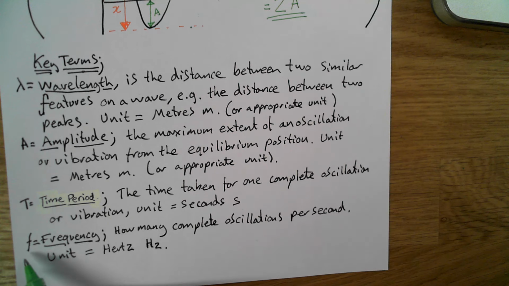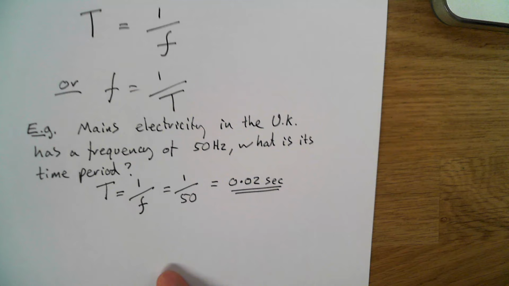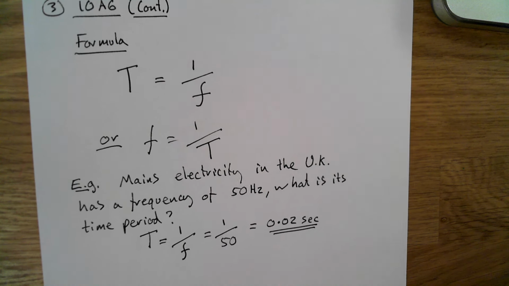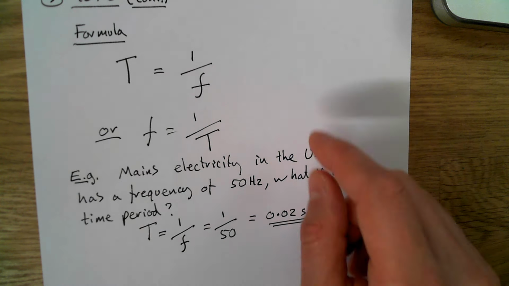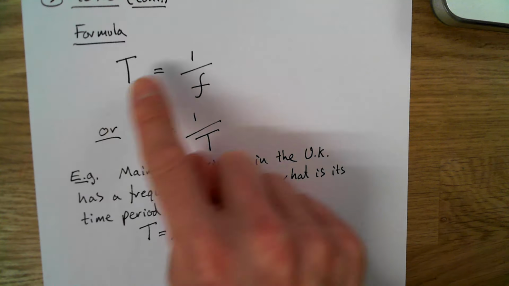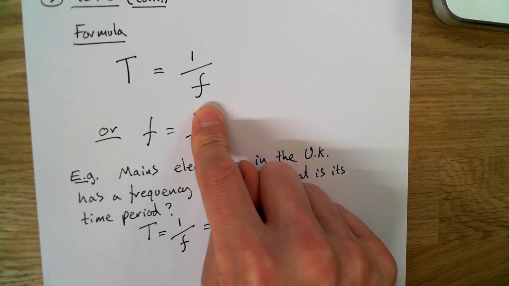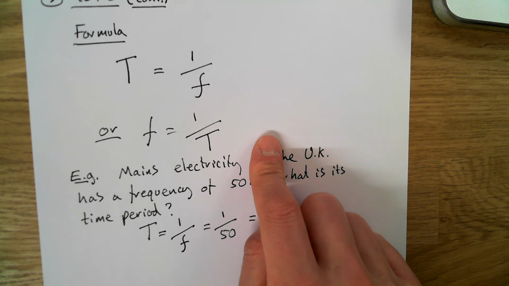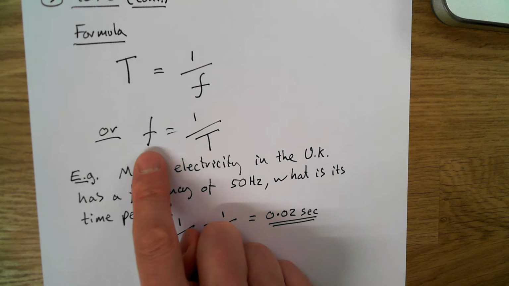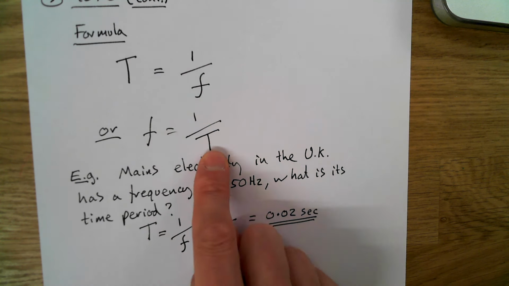Anyway, final one, F equals frequency, and that is how many complete oscillations you get in a second, and the unit is hertz. Okay, one more last little thing. There is an equation that you maybe have seen before that's important here, and that is the time period equals 1 over the frequency. I've just defined those previously, so I'm not going to define them again. If you rearrange that, frequency equals 1 over time period.